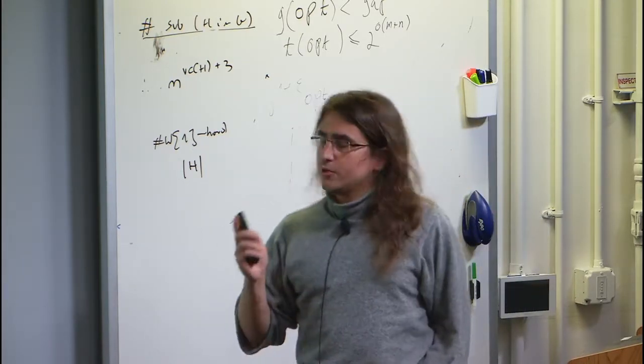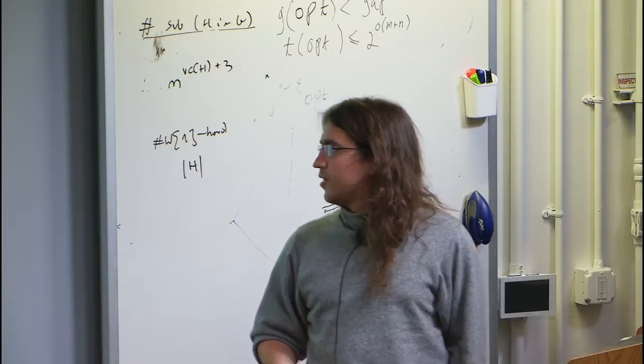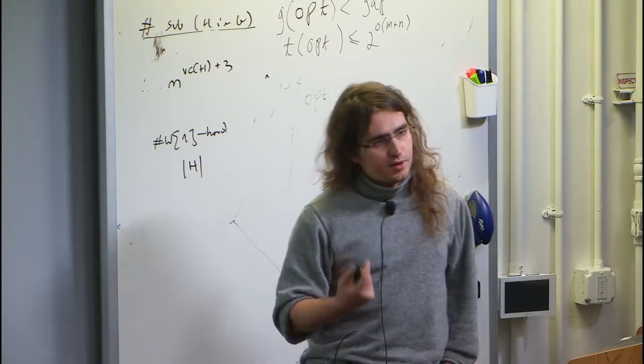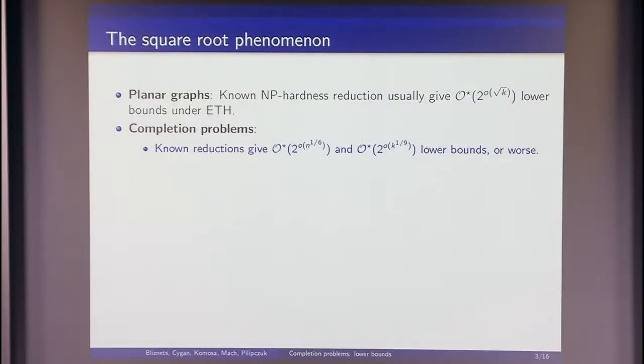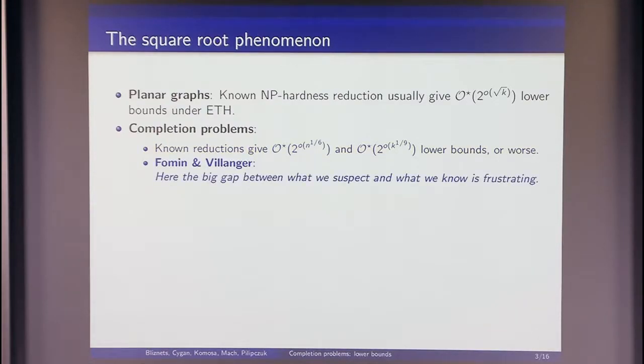So what about our completion problems? Unfortunately, life is not that easy for them. If you look at the known reductions for these problems, after cranking them a little bit and seeing how the parameters can be chosen, you can only give lower bounds of this form. There is a large gap between the known square root k upper bound and, say, a k to the 1/9 lower bound. This was observed already by Fomin and Villanger in the first paper in this series. It is indeed frustrating that the known reductions do not give us tight lower bounds for these problems.